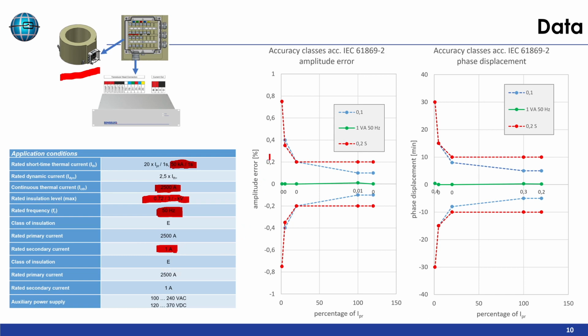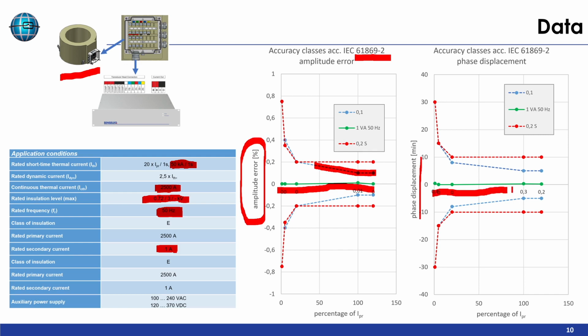And now we have a look at the accuracy, and here we have the amplitude error. Here the green line is very accurate, and here are the IEC classes according to IEC 61869-2. This is the highest class you can get, 0.1, and this is our flux gate transducer. And here for the phase displacement we have a very high accuracy as well. So everything is okay. We have a very nice sensor for testing.